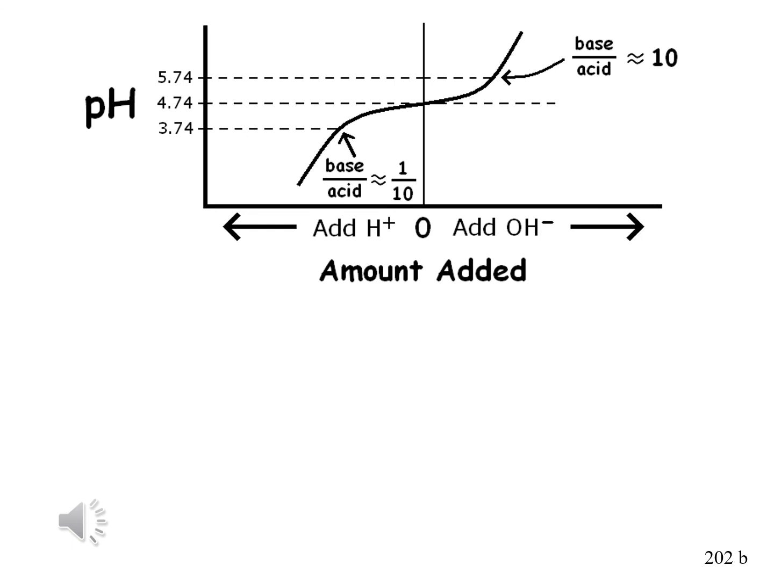There's no absolute cutoff for this. There's only one inflection point on this graph, and that's actually right at 0. But for most people, what they use is when you get to a base to acid ratio of 10, in other words, you end up with 10 times more base than acid, the thing is not really a very good buffer anymore. And the same thing happens in the reverse direction, adding acid. When you get to the point where you have 10 times more acid than base, you can consider that that's not really a buffer anymore.